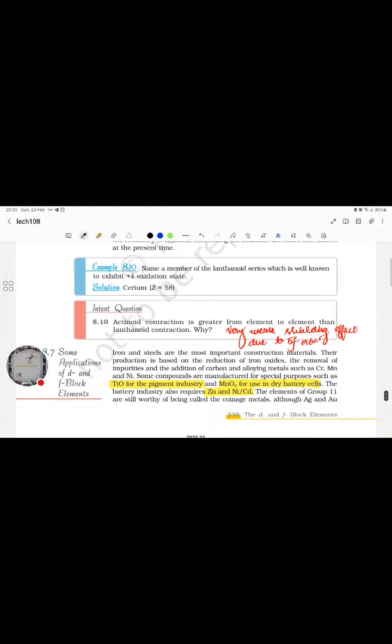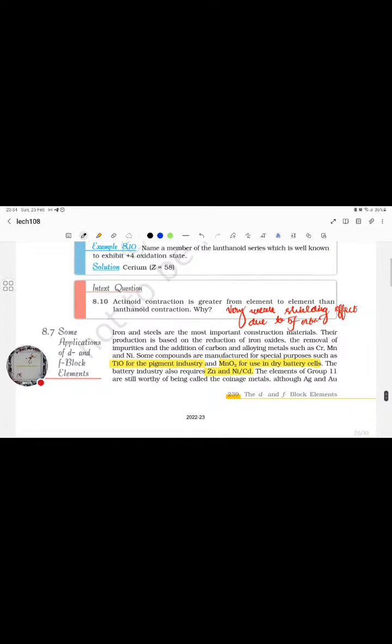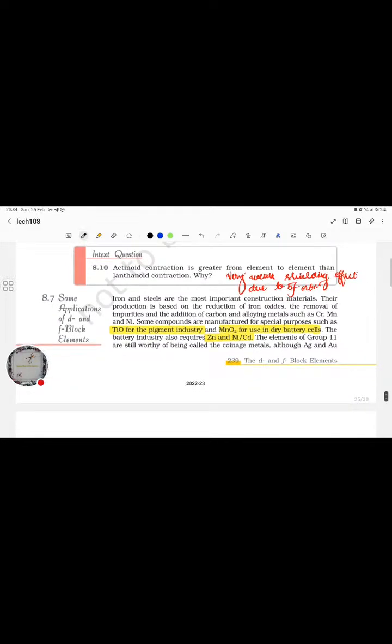So name a member of the lanthanoids which is well known to exhibit the plus 4 oxidation state: it is cerium. Okay, actinoid contraction is greater from element to element because of the very poor shielding effect of the 5f orbitals.